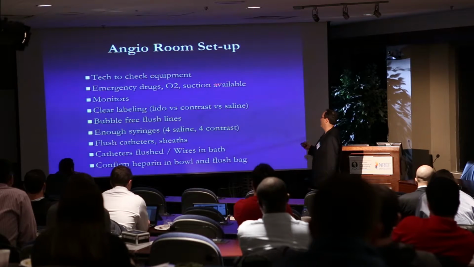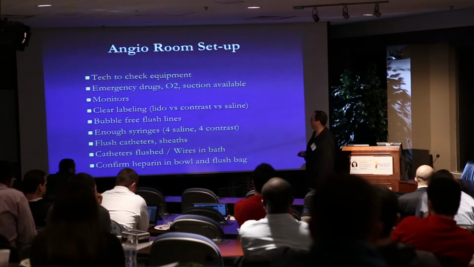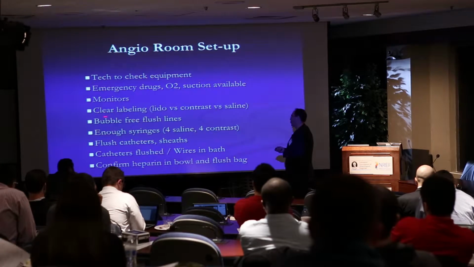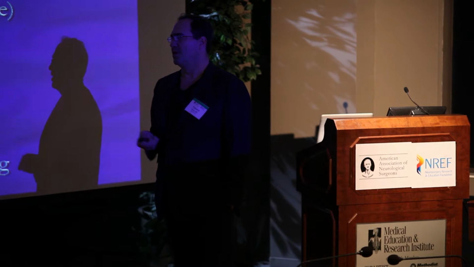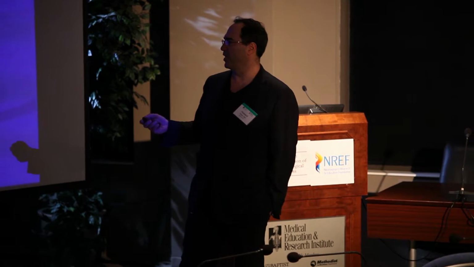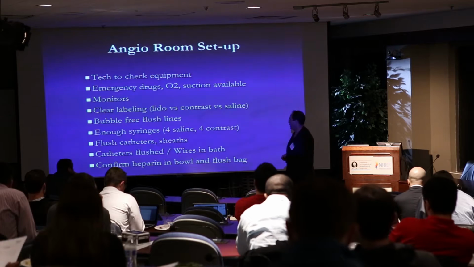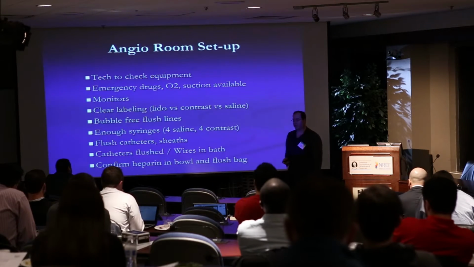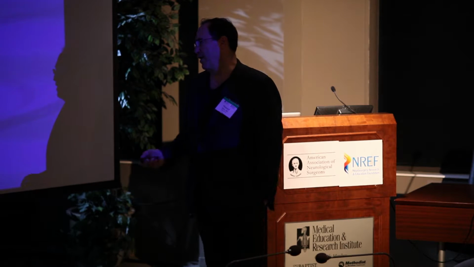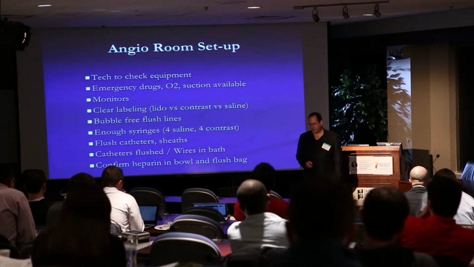You have to have all the emergency medications. We have anesthesia ventilators and all their drugs in our INR suites, but also the crash units available. Monitors have to be booted up. Clear labeling. This is all now required at most institutions, but you have to label things. Injecting a syringe full of lidocaine obviously would be really bad. So you have to label things so you know what you're using. Bubble-free flush lines. Bubbles are bad, air is bad, and you all know the consequences of that. Have enough syringes so that you have everything that you need at your fingertips. You want to flush all your catheters and sheaths and soak them in the heparinized saline, wires in the bath, and again confirm that the adequate amount of heparin has been put into your flush lines and bags.